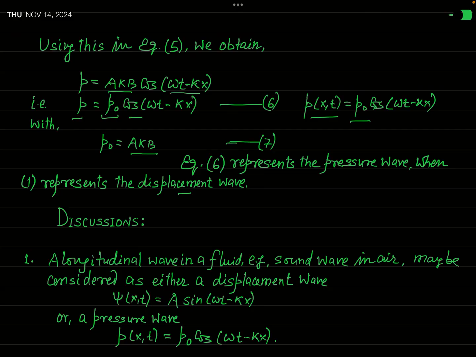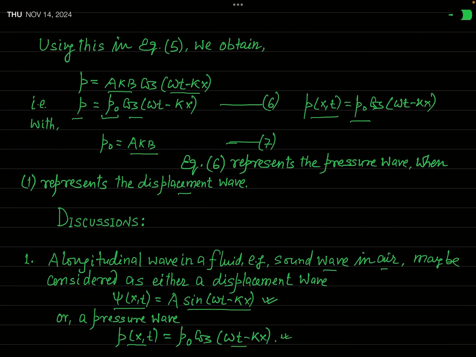As I have told you several times, I have mentioned it here, the same thing. A longitudinal wave in a fluid, for example sound wave in air, may be considered as either a displacement wave described by the equation psi of xt equal to a sine omega t minus kx, or as a pressure wave described by the equation p of xt equal to p naught cosine of omega t minus kx. So it is now very clear to you that if you are talking about a longitudinal wave in a fluid, for example sound wave traveling in air, then you may represent that sound wave either in terms of this displacement equation or in terms of this pressure equation. These are the two representations of that sound wave.